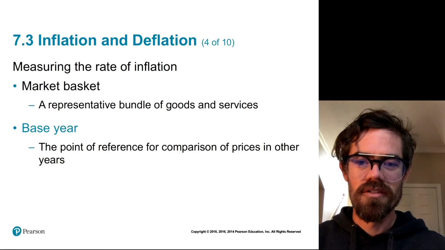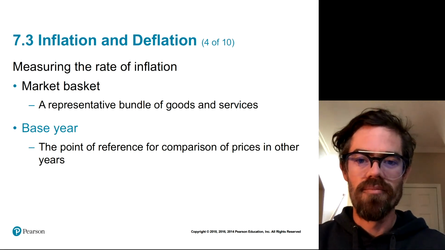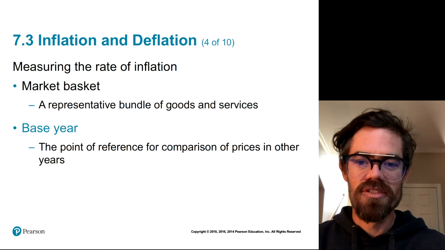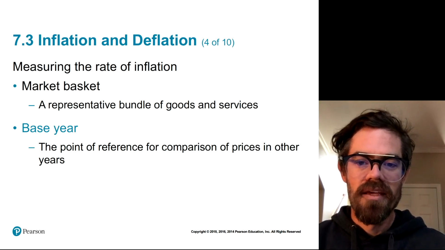So the measurement of the rate of inflation involves something called a market basket. Okay, so think of this kind of like a shopping cart. It's basically a representative bundle of goods and services, and so we're going to talk about different market baskets in a second. But in any case, generally speaking, a market basket is a representative bundle of goods and services.